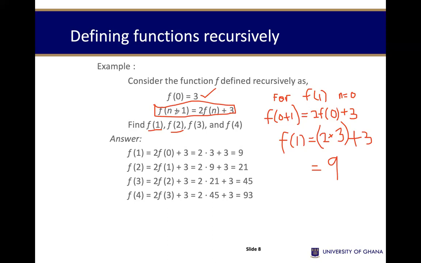And that's going to give you -1 plus 1, which is 0, equal to 2 times f of -1 plus 3. So I'm supposed to look for f of -1, and I don't know f of -1. Rather, I was given f of 0 to be 3. So it depends on what you are given. That will prompt you to know what to use. Okay, thank you very much.